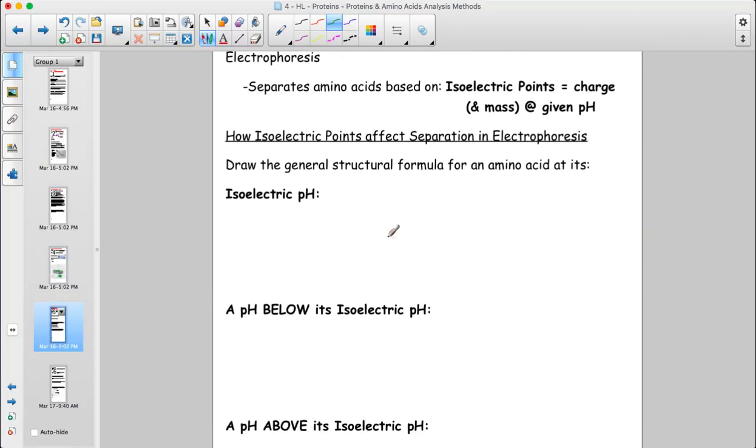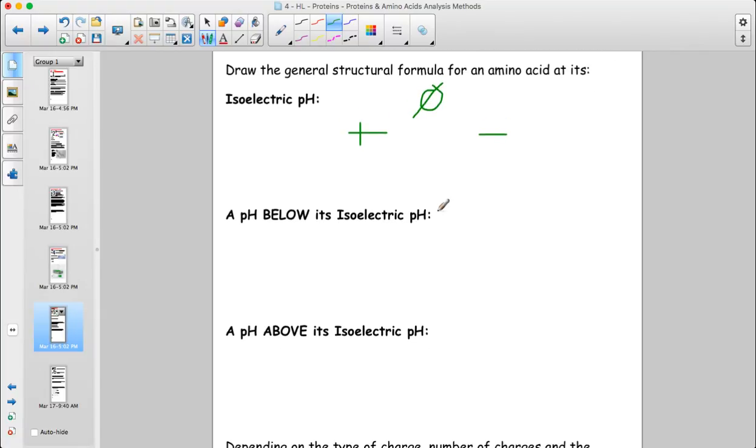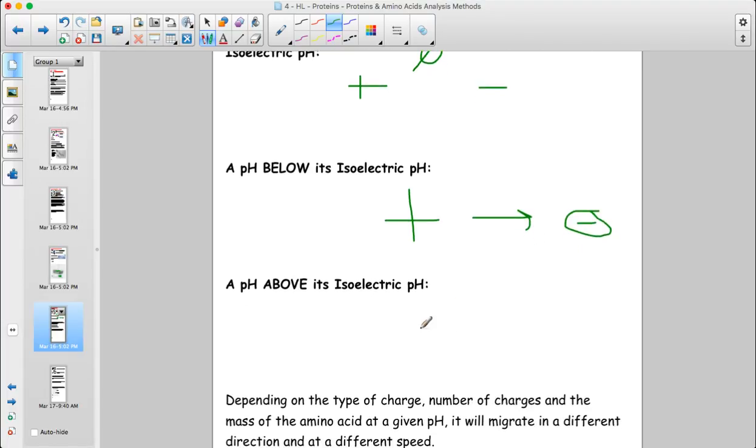Okay. So this is sort of what I just went over. At the isoelectric pH, remember that amino acids are these Zwitterions that overall have 0 charge because they have both positive and negative groups. If the pH is below the isoelectric point of a given amino acid, it's more acidic, and so it will be positive, and it will then migrate towards the negative electrode of the gel. And if the pH is above the isoelectric pH, the amino acid will have a negative charge and will therefore migrate towards the positive electrode.